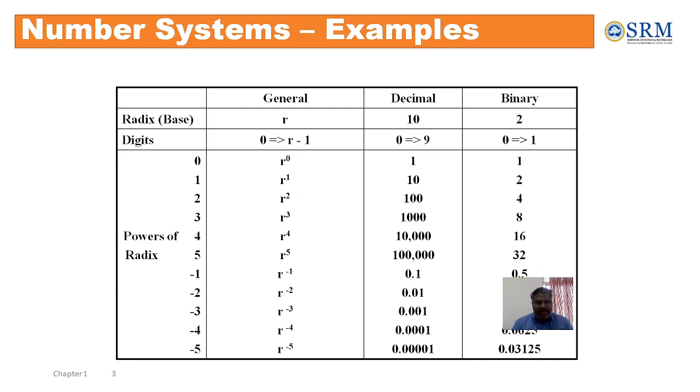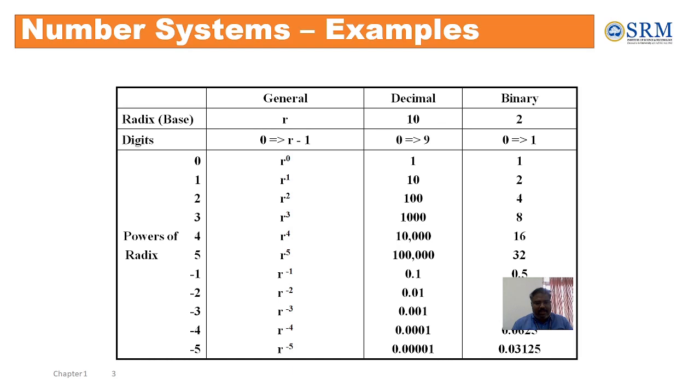Now we are going to discuss number systems. In the number system example, we apply three categories: one is general, another is decimal, another is binary. In the column and row, row-wise we are going to discuss the radix, digits, and the power of radix.